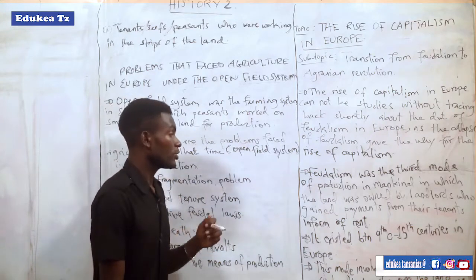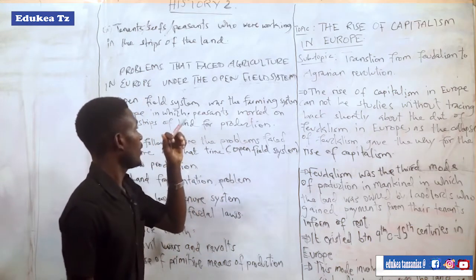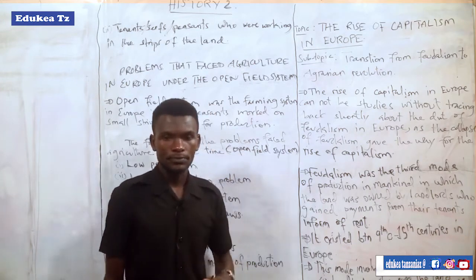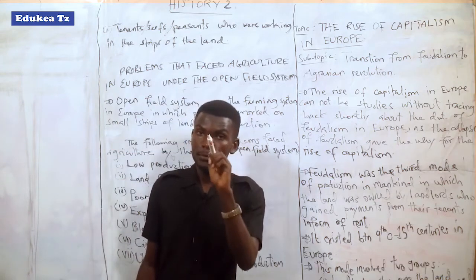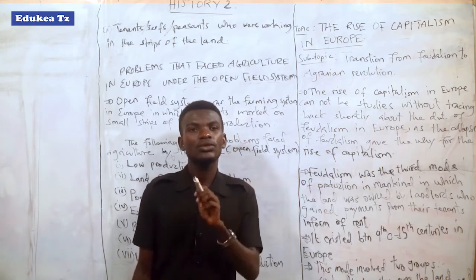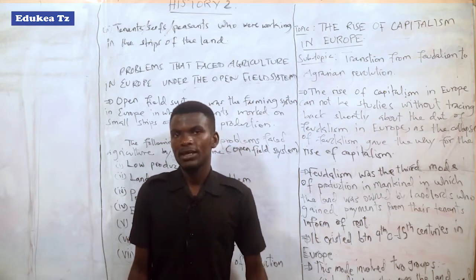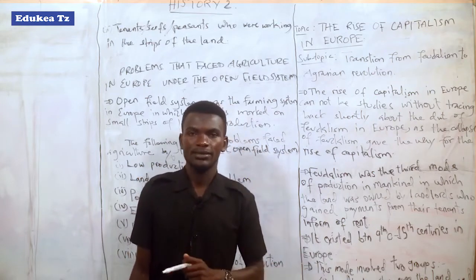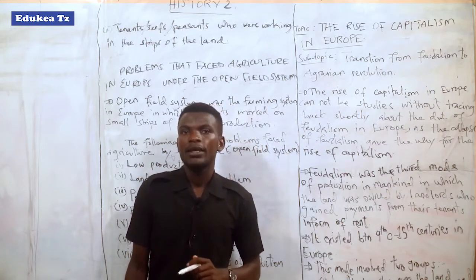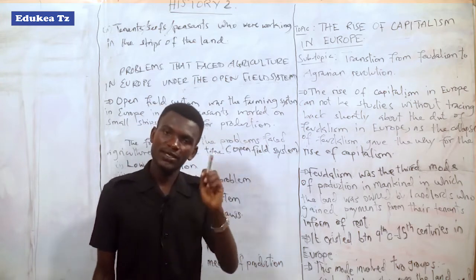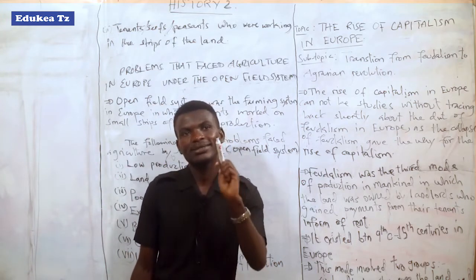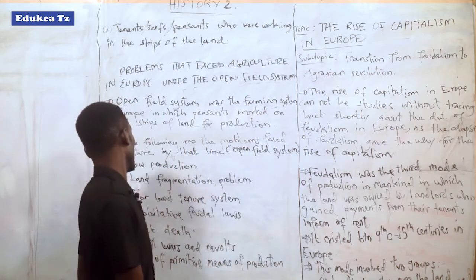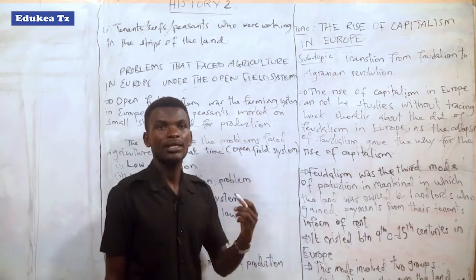The second problem that faced agriculture under the open field system was the land fragmentation problem. It means during that mode of production, the land was divided into smaller pieces, and those small pieces of land were given to the peasants or tenants to work on. It means that it was difficult for them to practice large-scale agriculture for production of high yields. So that's why the land being fragmented occurred as a problem.